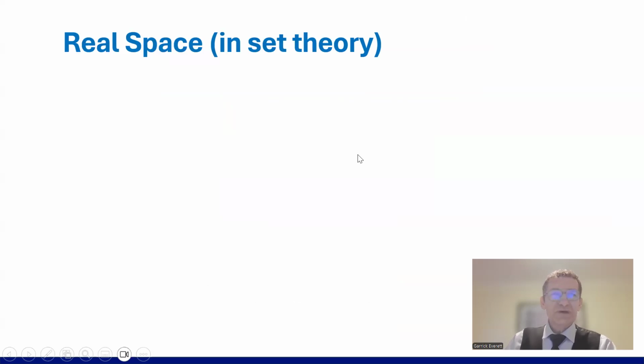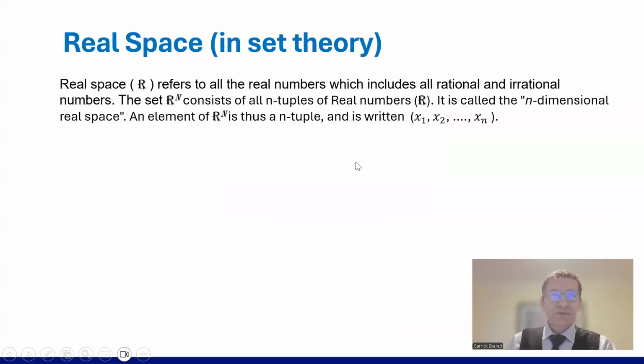Just looking at real space in set theory, real space, capital R, refers to all the real numbers, which include all rational and irrational numbers. The set Rn now, just a note on the typing: this should be a little n, but every time I tried to capitalize this R, the n went to capitals. So sorry about that. That should be a little n.